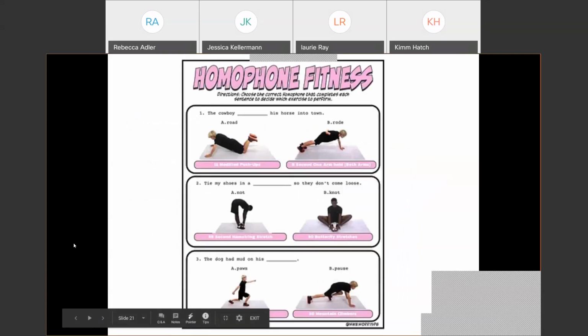So here's a sample page. The cowboy blanked his horse into town. So did he rode or rowed? And you look for the correct spelling and do the matching activity.